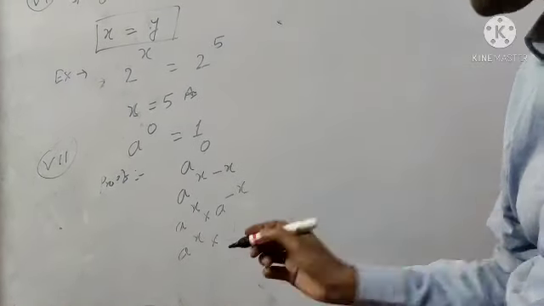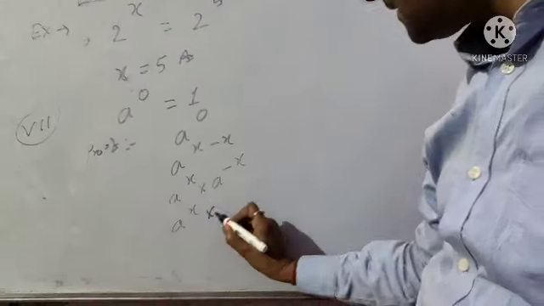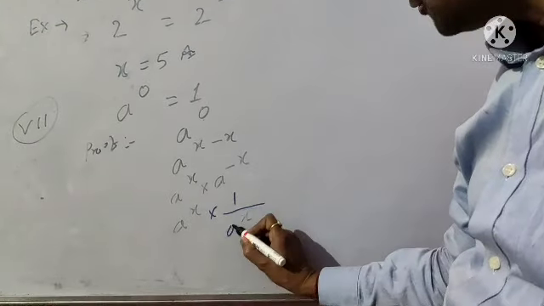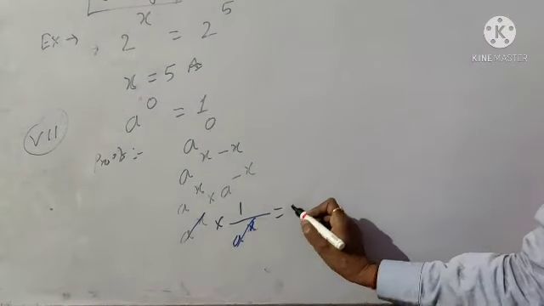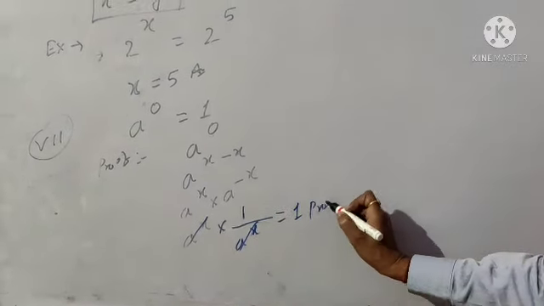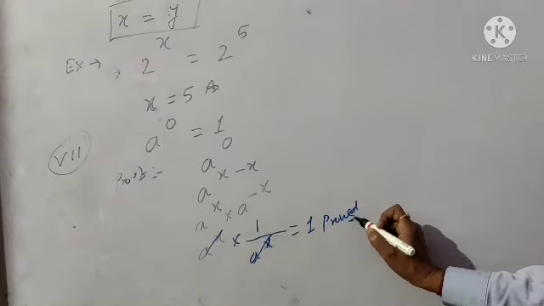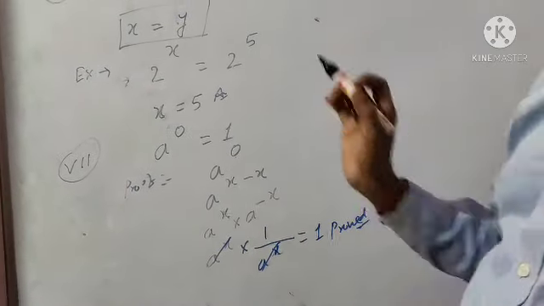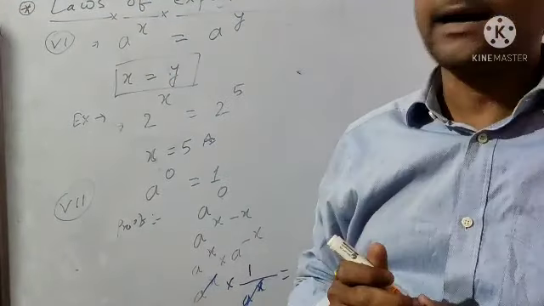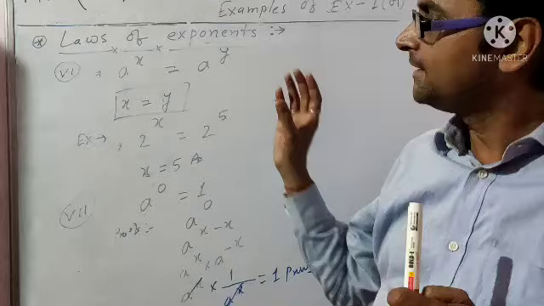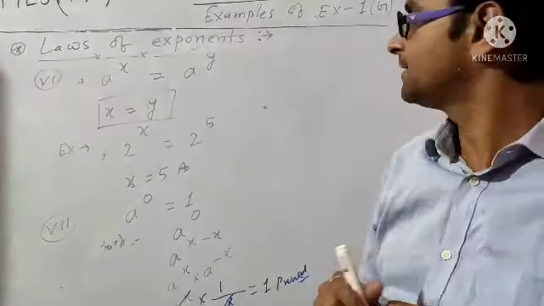Okay, student, a to the power x into 1 by a to the power x. So a to the power x and a to the power x cancel, then the result is 1. Okay, student, so this is your proof. Here, student, we have 7 different laws of exponent. I hope, student, you will understand each law of the exponent.